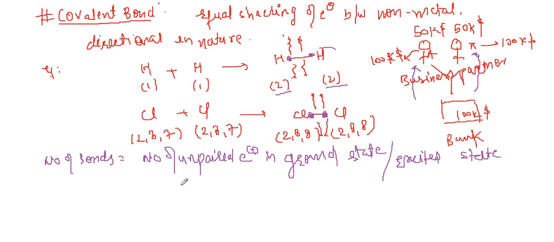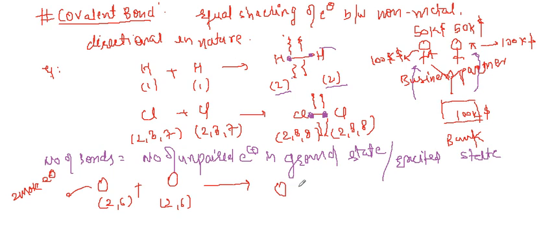Now if we take an example of oxygen, it has 2, 6 electrons, and the other oxygen is also 2, 6. So these require 2 more electrons to complete the octet. We know the octet rule: an atom tries to complete its octet, which is the most stable state of the atom. So now it will have 2 bonds.